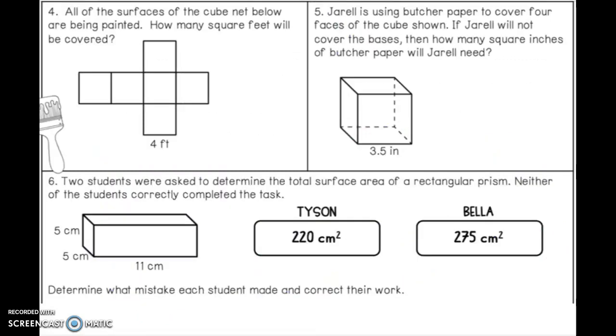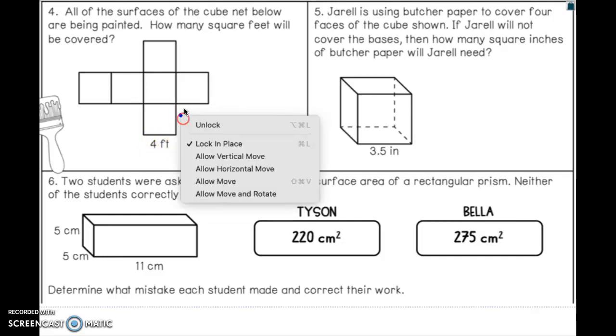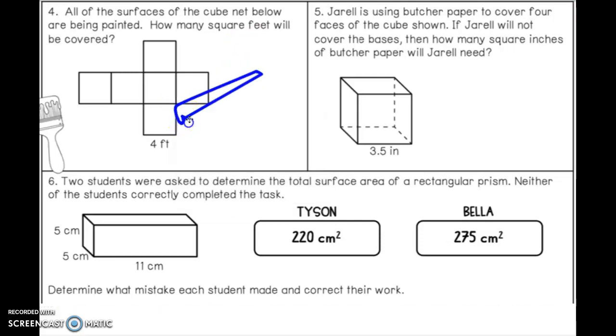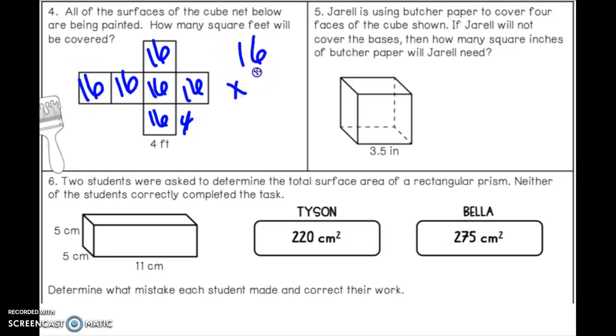So number 4 says all of the surfaces of the cube net below are being painted. How many square feet will be covered? Well, again, they're all going to be painted. So if this is 4, this is also 4, okay? So a 4 by 4 is 16. Remember, each one of these would be 16, and the shortcut would be just to multiply 16 by 6, which is 96 feet squared.